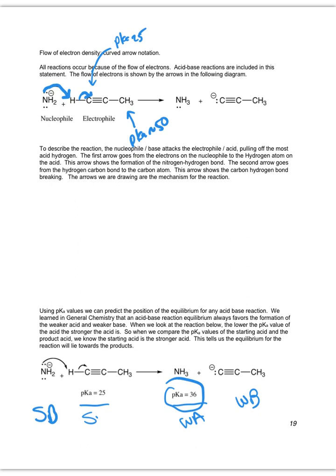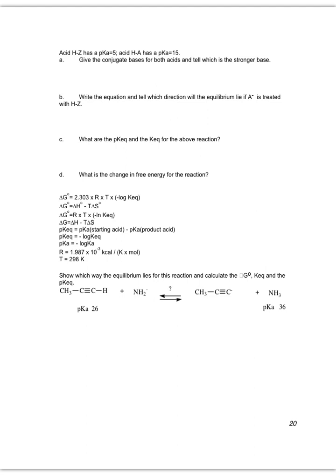And the methyl acetylene is the stronger acid in that. So this equilibrium is going to lie towards the products in the reaction. So we can do some calculations about this to figure out how it's going to go. We can look at a hypothetical reaction with known pKa's and figure out what's going to happen in the reaction.